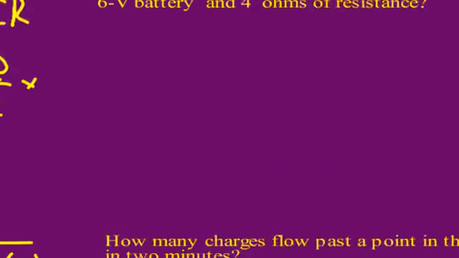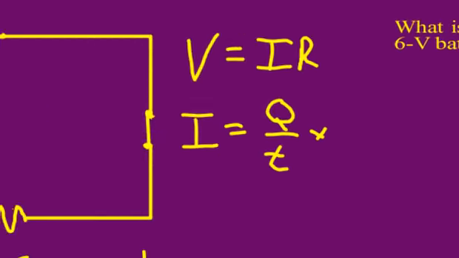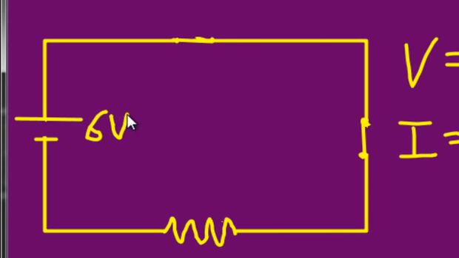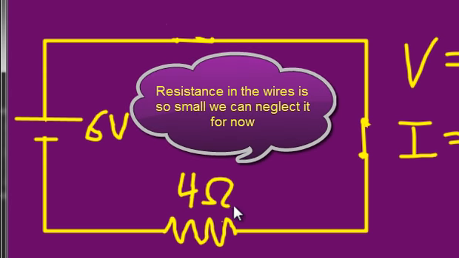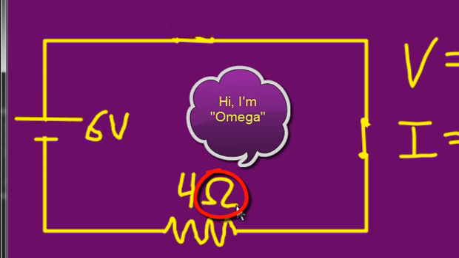Let's take a look at this first problem. What is the current flowing in a circuit with a 6-volt battery and 4 ohms of resistance? So I can use this drawing here of this circuit diagram. I've got a 6-volt battery, and there's 4 ohms of resistance right here in this resistor. By the way, this funky looking symbol is the Greek letter omega, as in the alpha and omega. It's a capital omega. I would expect you to learn how to draw it.